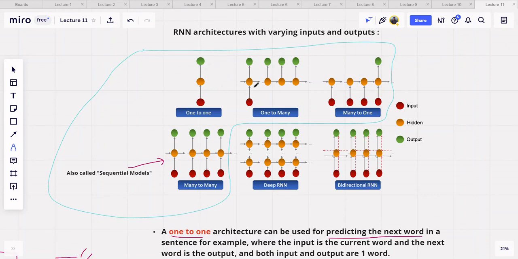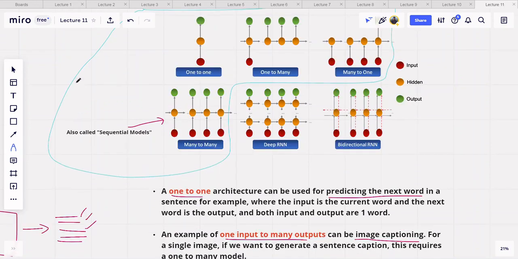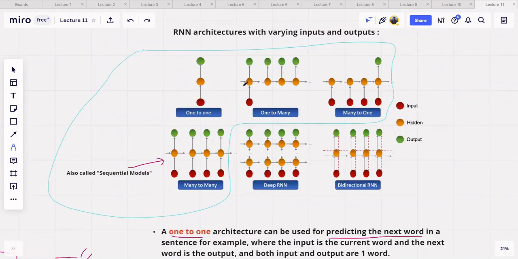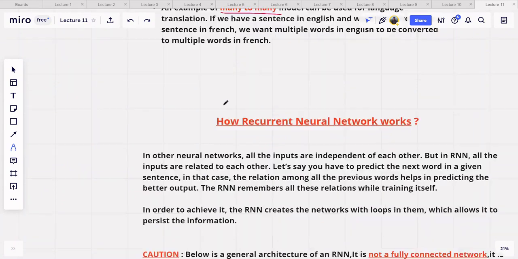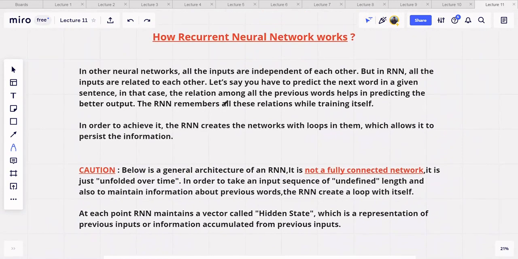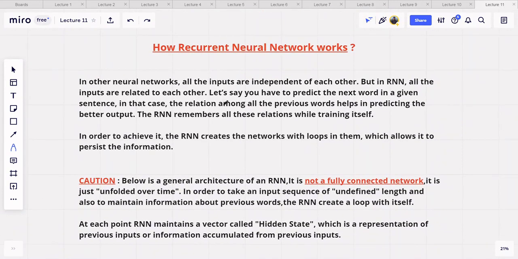Also, depending upon your problem, you can easily decide which architecture to use. So if you want to, let's say, take any sentence and predict some other sentence, then in that case you can easily distinguish that this is a many to many relationship. That's why we can use an RNN architecture with many inputs and many outputs. So just keep these things in the back of your mind. Now let's look into recurrent neural networks and how they actually work.